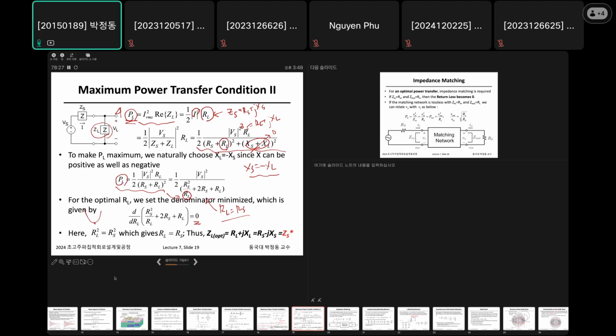Okay, so we conclude that RL has to be RS and XS has to be minus XL, which means XL has to be XS conjugate. Okay, that's why you get this. Okay, this is the proof based on the circuit theory.